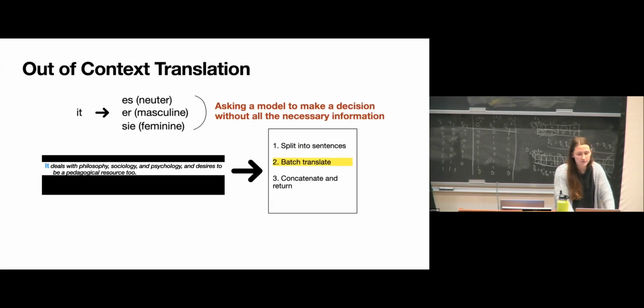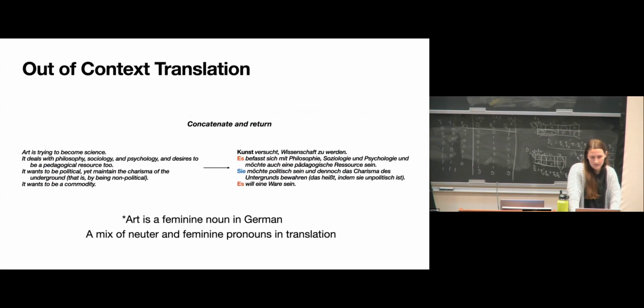And forcing it to choose means we're asking the model to make a decision without all the necessary information, because that necessary information is in the previous sentence. So we see this when we actually put this through, and this is a Google Translate output, that art is a feminine noun in German. So it takes this middle form, sie. But as we can see, Google Translate produces multiple forms for the it, depending upon what sentence it was in. So we see a mix of neuter and feminine pronouns in the translation.